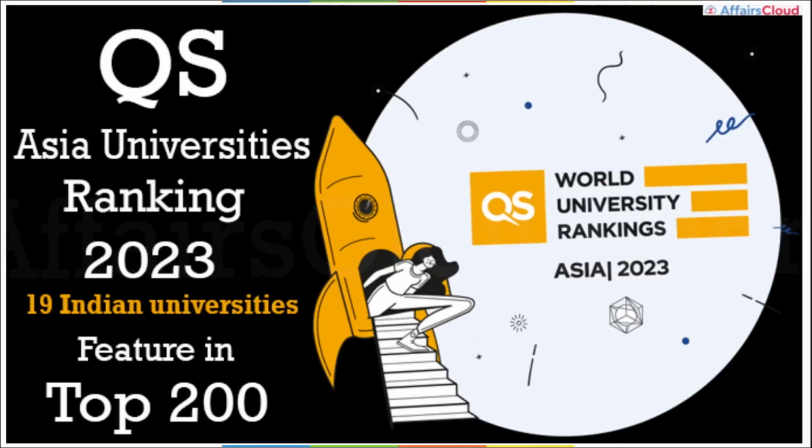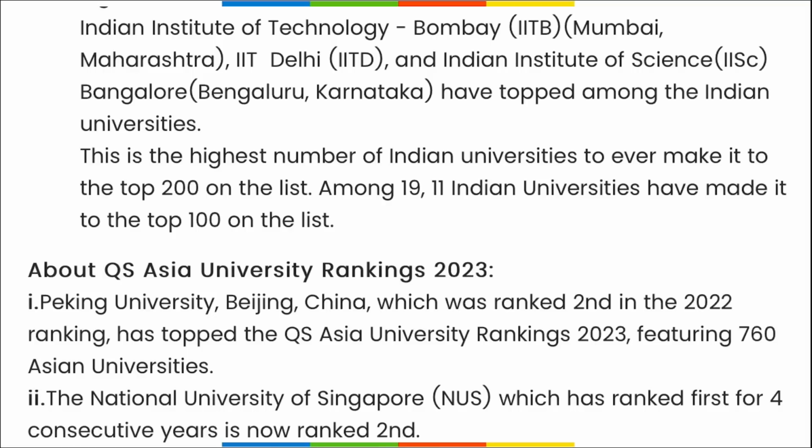Next news. Next is QS. What is QS? QS stands for Quacquarelli Symonds. Remember, recently the QS Asia University Rankings for the year 2023 were released, and in this particular ranking there were 19 Indian universities featured in the top 200 list. I repeat, in the top 200 list of the QS Asia University Rankings for the year 2023, there were 19 Indian institutes such as IIT Bombay, IIT Delhi, then IISc Bangalore. These were among the top institutes and have topped among the Indian universities.